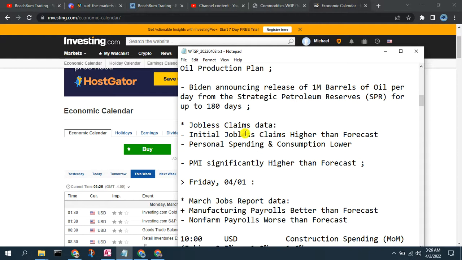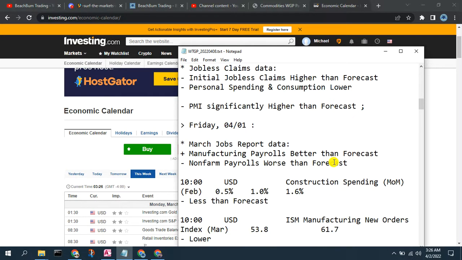And then we also got jobs claims. Initial jobs claims were a little bit higher, and personal spending was a little bit lower. So these are negative for the economy, and we can talk about the economic outlook in more detail. And then we saw PPI, the producer price index, slightly higher than forecast. So again, we've still got producer inflation.